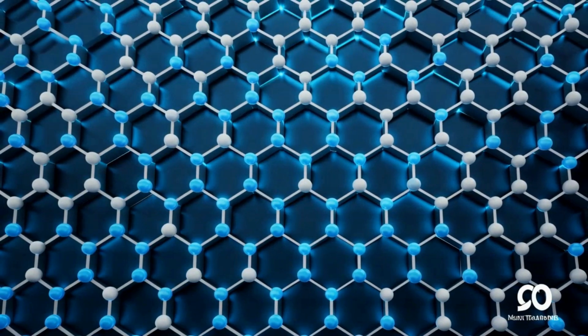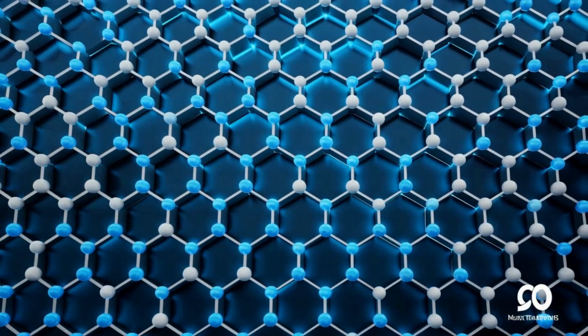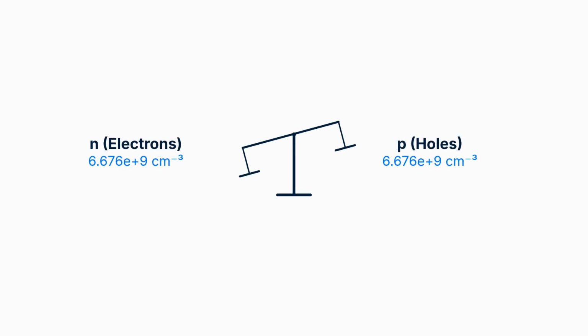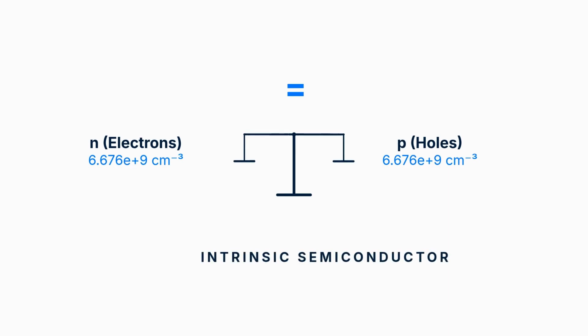This intrinsic carrier concentration represents the number of free electrons and holes in pure semiconductor material. The electron concentration and hole concentration both equal 6.676 E plus 9 per cubic centimeter, which makes sense since in intrinsic semiconductors these values are equal.